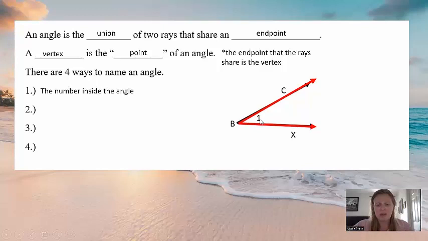The first way is to use the number that's inside. So for example, we see a 1 in between these 2 rays. So we could call this angle 1. The other way is we can use 3 letters. You have to use a point on each ray, so a letter on each ray, and the endpoint that they share, or the vertex, that has to be the middle. So order does matter somewhat.